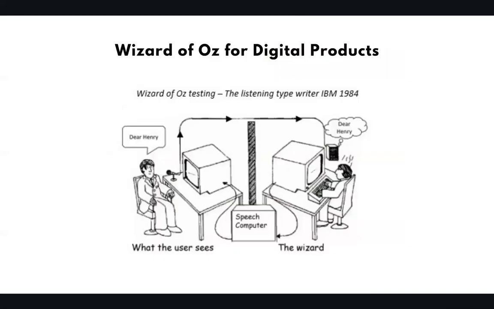Just like the small man behind the curtain faked the power of the Wizard of Oz, design teams can fake features that they want to test. For digital products, this could mean acting as a computer while a user performs tasks. IBM did this in 1984 with their listening typewriter. The user is sitting in one room talking to a microphone while the wizard sits behind the scenes typing what the user is saying so it appears on the user's screen as if it was done by the computer.